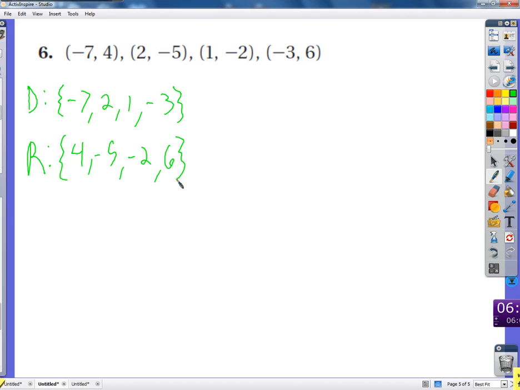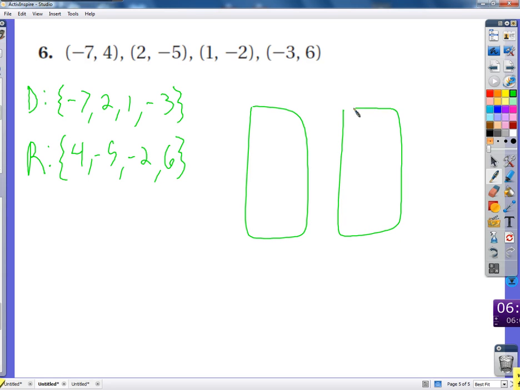So, if I want to draw a mapping diagram, then how would I do that? Jessica? You would put the domains in a column and then the range in a column and draw arrows to them. And that's it. You have the domain here, the range here. You could also say inputs and outputs. That's what domain and range are. And we could write it however we want.